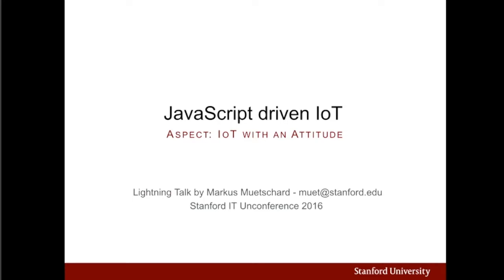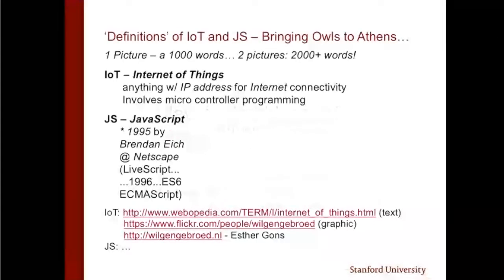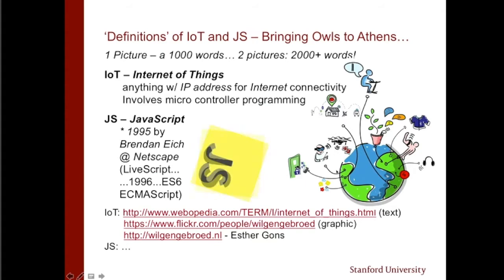JavaScript-driven IoT. You think this is an aspect, and it's actually an aspect of IoT with an attitude. What kind of an attitude? Let's look. So the definition of the IoT is everything that has an IP address ready to connect to the internet and wants to talk to everything else that has an IP address, and it involves most of the time microcontroller programming. And JavaScript, as we know, is already a more than 20-year-old and standardized language.